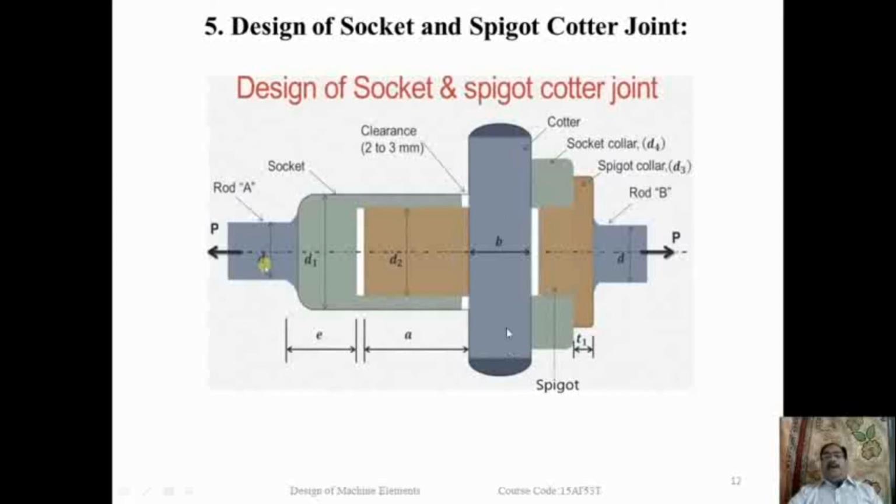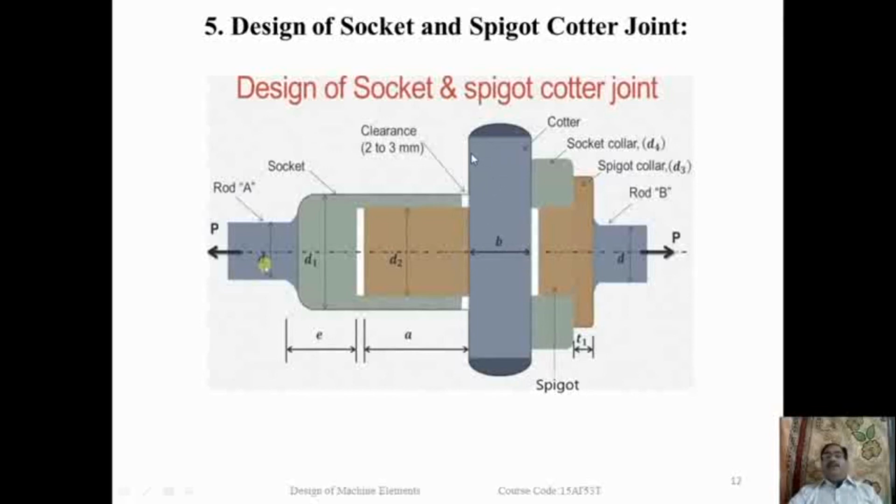I already explained that the cotter is tapered in section. Usually it is 1 in 24. That means at the top side it is a 24 ratio, whereas at the bottom it is 1 in ratio. So first we have to design the mean width. We take it at the center, because at the center the mean width is available. So we have to design the mean width of the cotter.